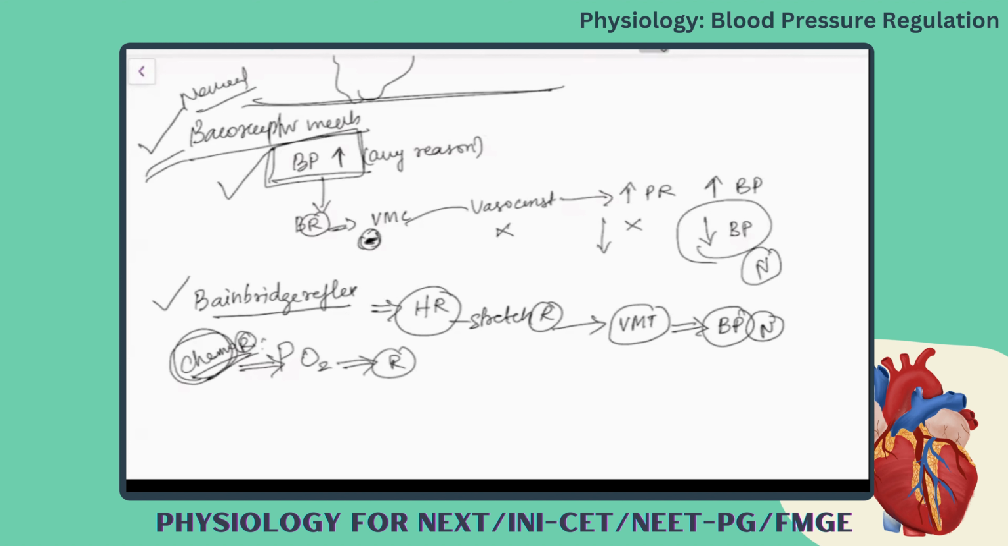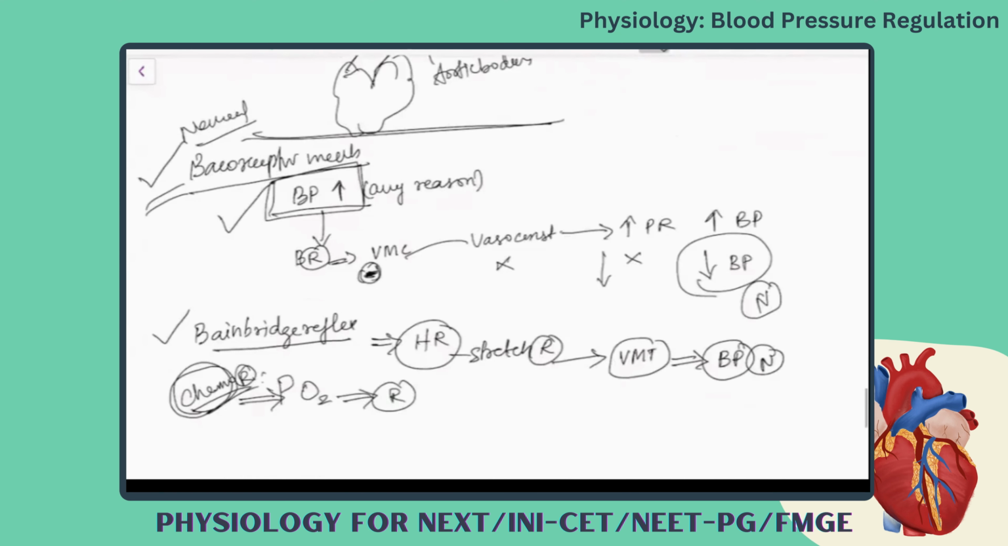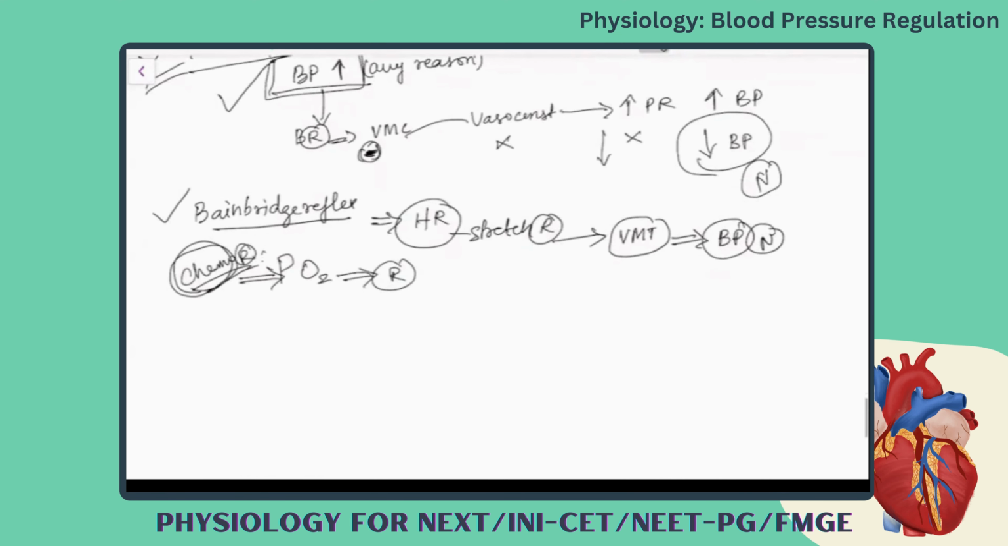So whatever we have seen, the baroreceptor reflex, Bainbridge reflex, and the chemical receptors, chemoreceptor mechanism, they are all coming under the short-term regulation of blood pressure. And now dealing with the long-term regulation of blood pressure. So when there is a deviation in the blood pressure, and if it is of enormous amount for a long period of time, it has to be rectified immediately.